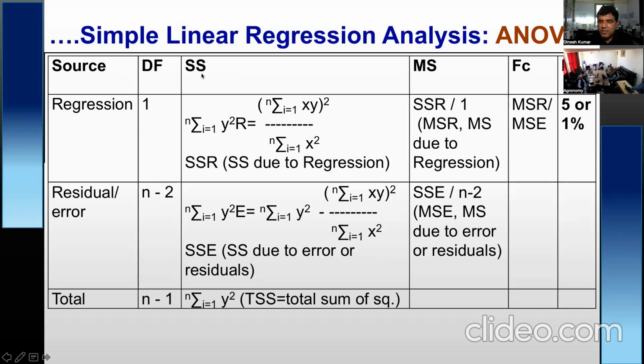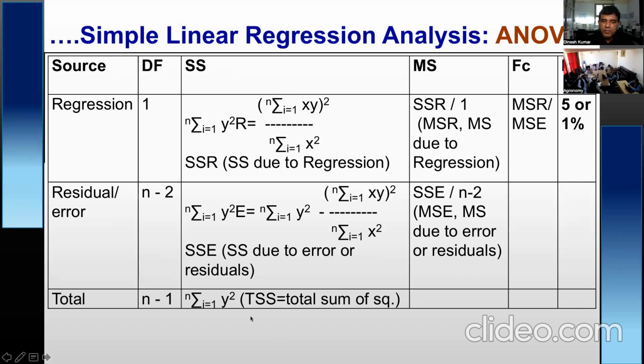Now sum of squares we need to calculate, and sum of square can be written by small y square r. This is the symbol for sum of square due to regression. The formula is summation xy whole square divided by summation x square. This is called sum of square due to regression. The value which will come here will be sum of square due to regression.